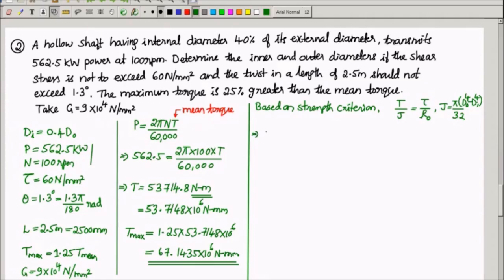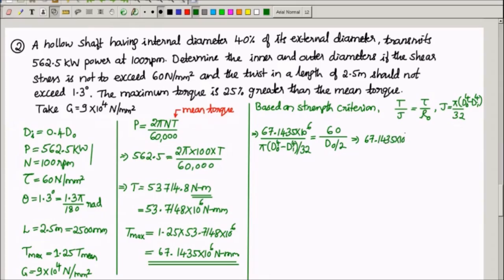Let us try to substitute all the given values here. In place of T, we have to use maximum torque, which is 67.1435 into 10 power 6 divided by J, which is pi into D naught power 4 minus Di power 4 divided by 32. Both D naught and Di are unknown here, so I will keep it as it is. And that should be equal to tau. Tau is 60 divided by R naught. R naught is D naught by 2.